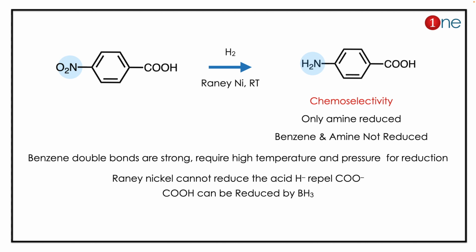Then we look into the acid. The acid has a COO minus charge. It repels the H minus ion, so it won't get reduced. So the only possibility is the nitro group, which gets reduced to an amine, and you have the final product. The concept you have to learn here is chemoselectivity. In Raney nickel and hydrogen conditions, the nitro group will be favorably reduced.